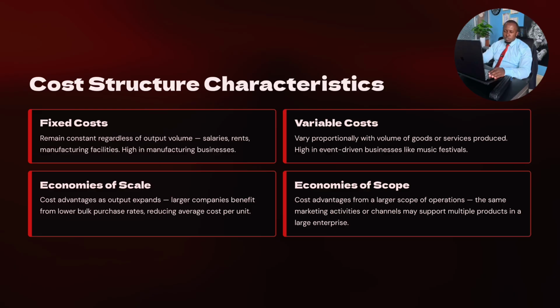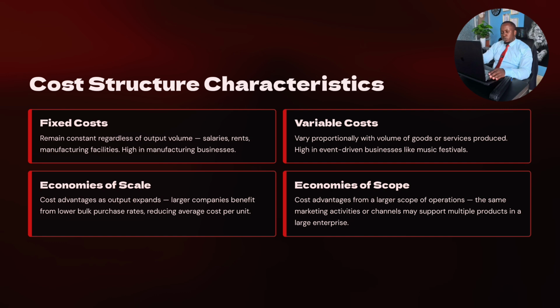Now, for the cost structure, it has the following four main characteristics. The first one is fixed costs. These remain constant regardless of output volume. For example, salaries, rents, manufacturing facilities, and these fixed costs are usually high in manufacturing businesses.